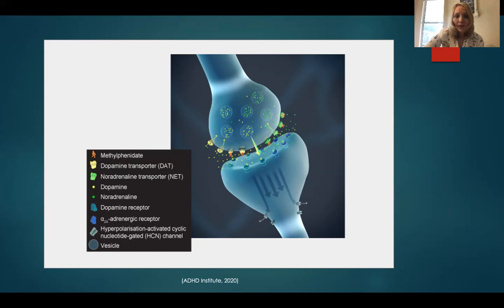And so it is attaching to there, and it's keeping it from having a reuptake of this into the synaptic cleft. So see, here's your free dopamine and your free norepinephrine, or as it's listed here, noradrenaline. And we are going to block that reuptake. Okay.